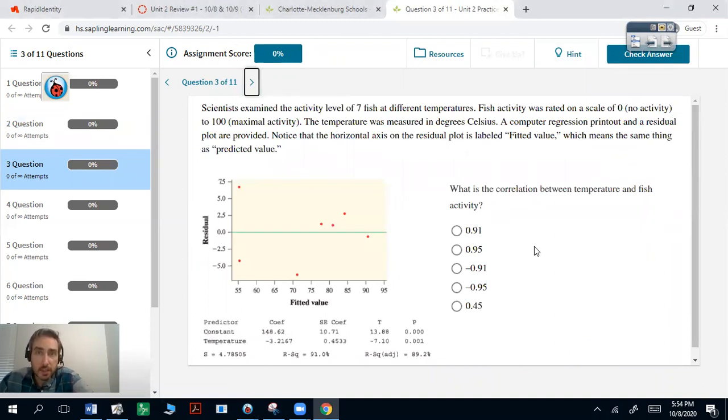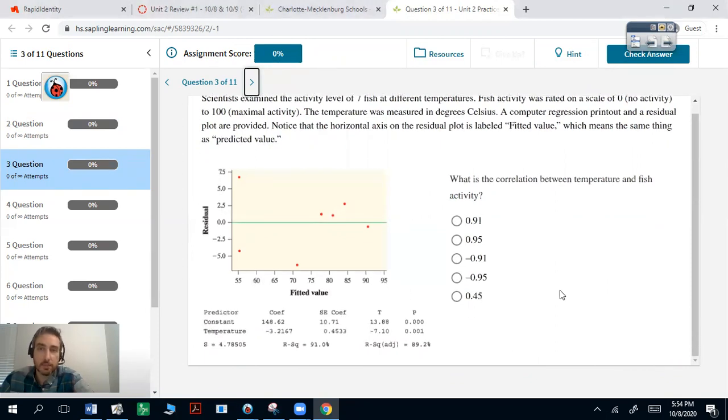Scientists examined the activity level of 7 fish at different temperatures. Fish activity was rated on a scale of 0, no activity, to 100, maximal activity. The temperature was measured in degrees Celsius. A computer regression printout and a residual plot are provided. Notice that the horizontal axis of the residual plot is labeled fitted value, which means the same thing as predicted value. So they have the residuals, but instead of plotting the x's, they plotted the y's. That's what that's saying. This question is, what is the correlation between temperature and fish activity?